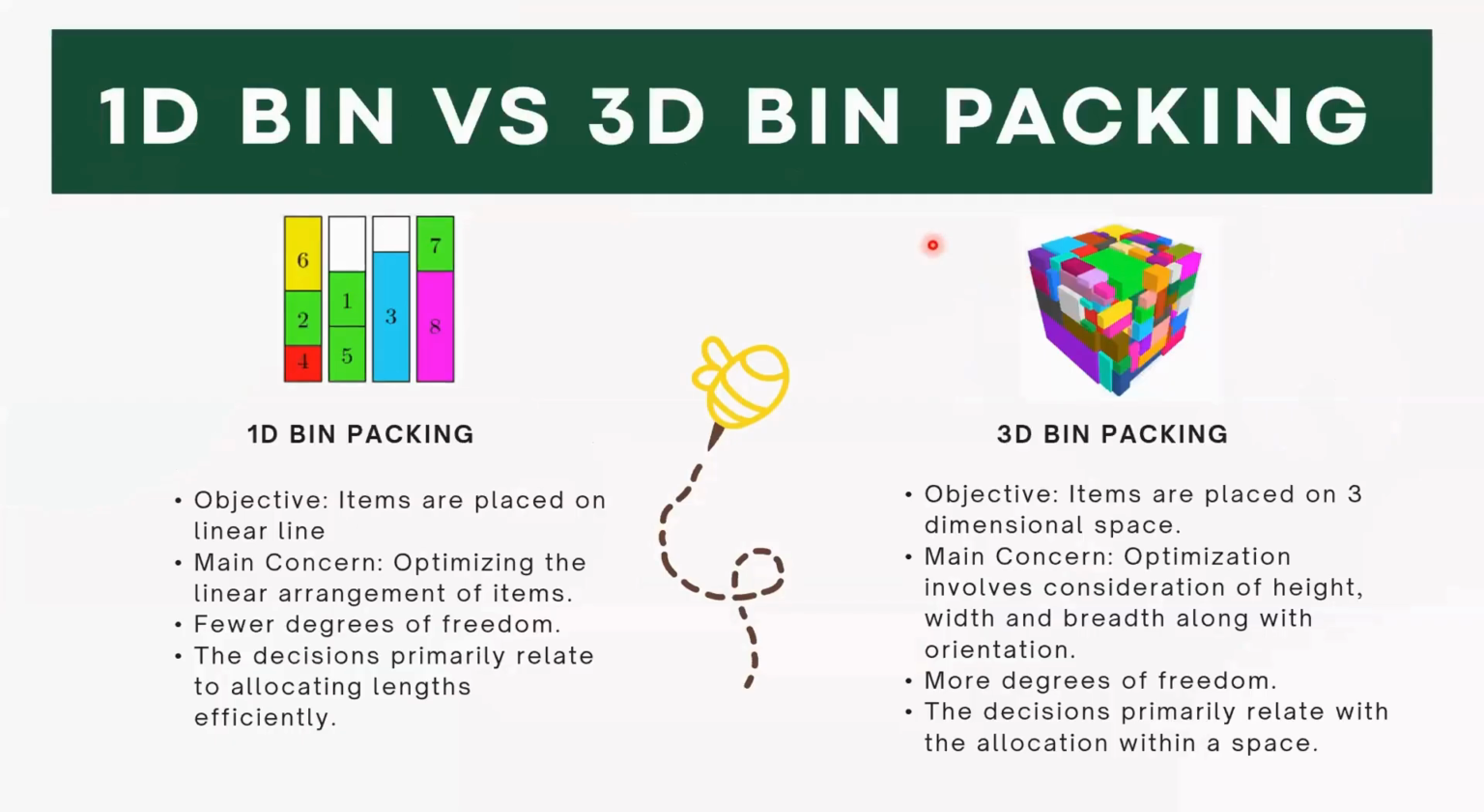The basic difference between 1D bin packing and 3D bin packing is that 1D bin packing mainly focuses on optimizing the linear arrangement of items. The main objective of 1D bin packing is to place items on a linear line. Obviously, since we place the items on a 1D plane, the problem requires fewer degrees of freedom. Whereas in the 3D bin packing algorithm, the items are placed in a three-dimensional space.